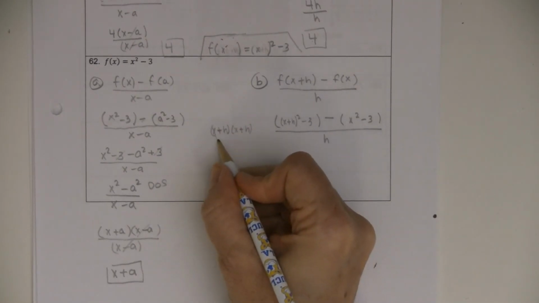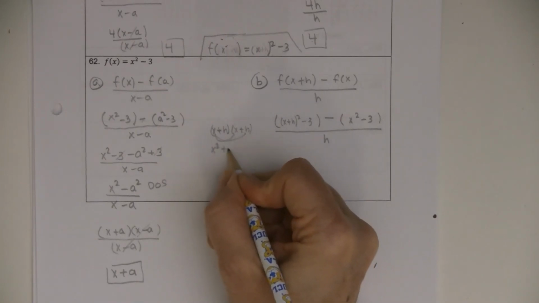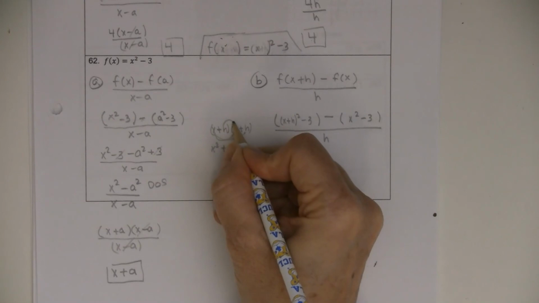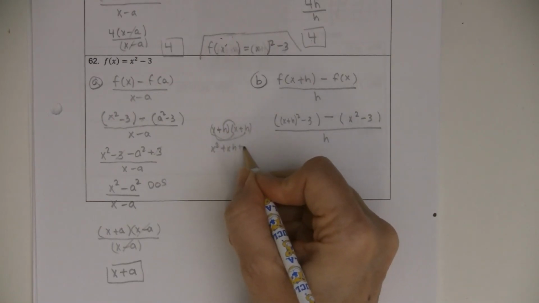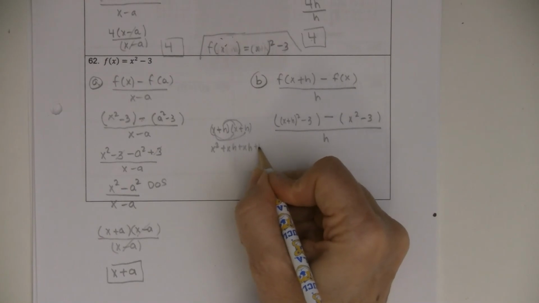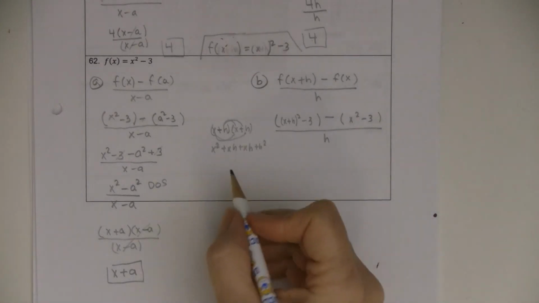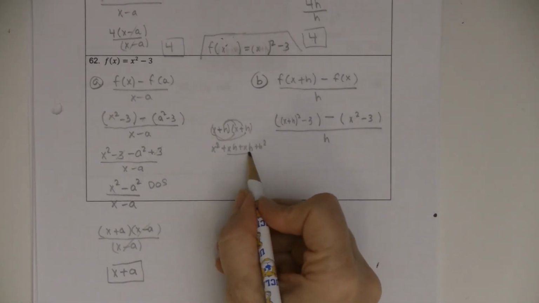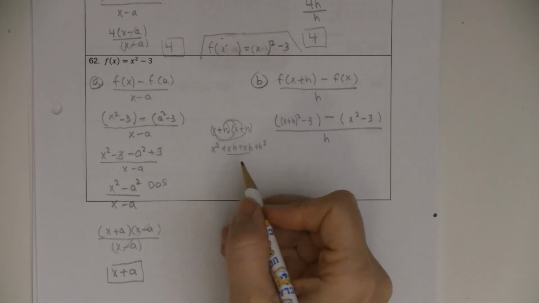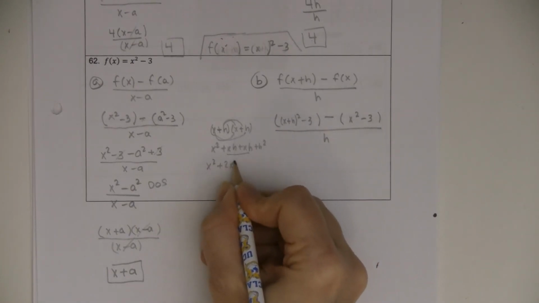So when I do, I get x squared. Then I get an xh. On the inside, I get another one, and I'm going to write it xh. And then I get plus h squared. So really, I did not get just x squared plus h squared. I get this lovely middle term as well. 1xh plus 1xh, which is 2xh.